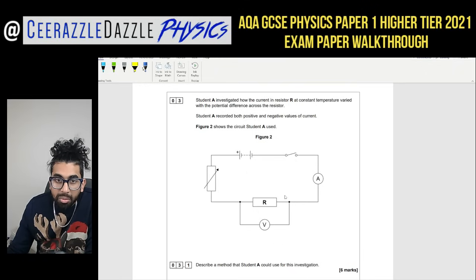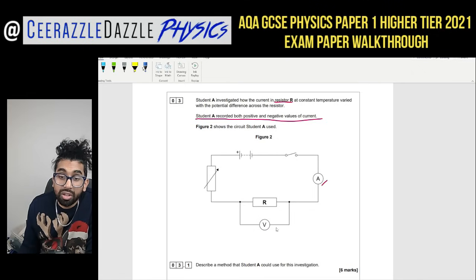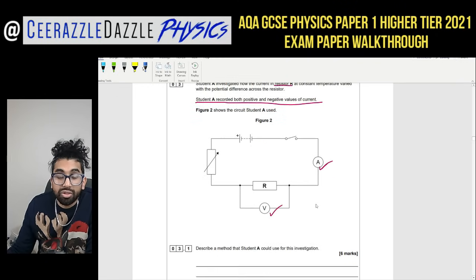Right. So first of all, student A recorded both positive and negative values of current. So you need to make the current positive and negative. Think about how you're going to do that. So we're going to be looking at how the voltage changes over here and how the current changes over here. Describe a method that student A could use for the investigation.